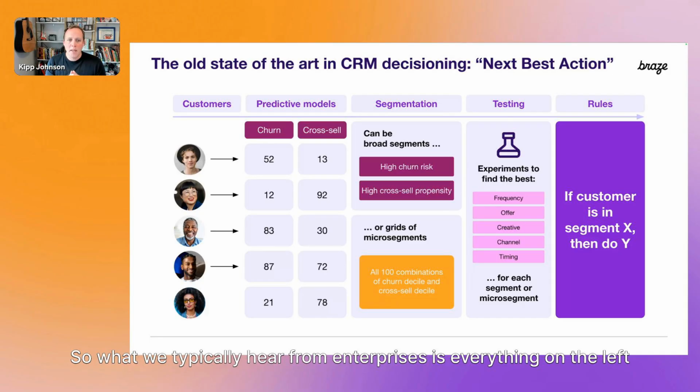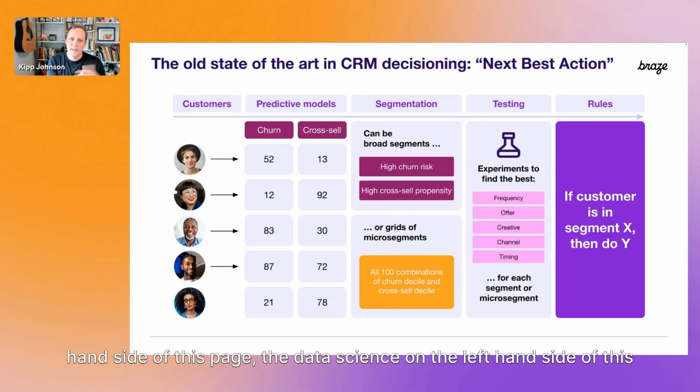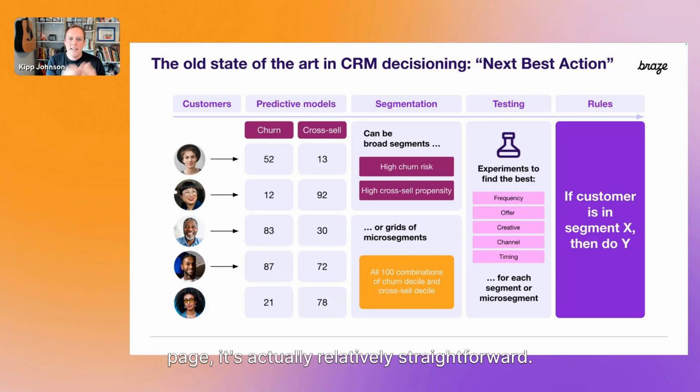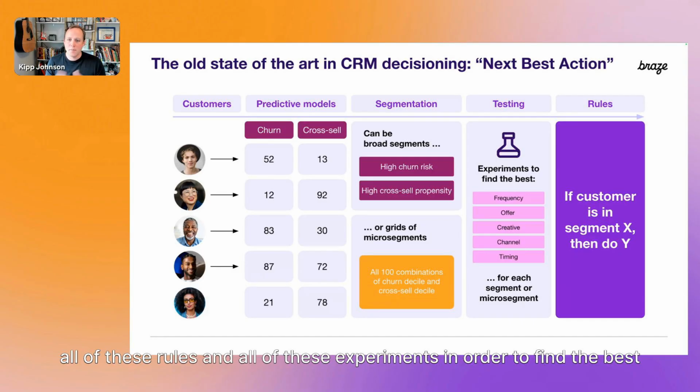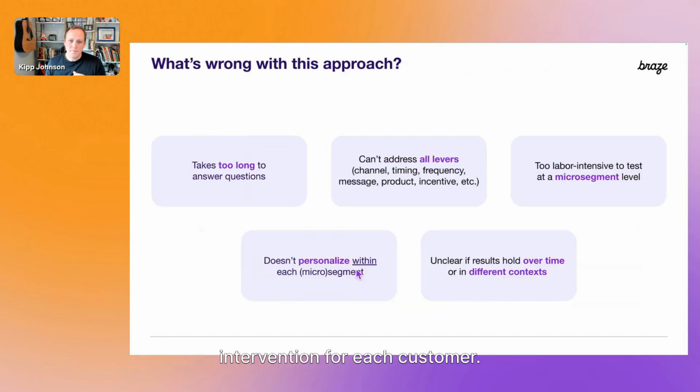So what we typically hear from enterprises is that everything on the left-hand side of this page, the data science, is actually relatively straightforward. That's actually the easy part of this. The part that most enterprises find most frustrating is typically what's on the right-hand side, and just the operational complexity of managing all of these rules and all of these experiments in order to find the best intervention for each customer. So we do have a couple of common problems that we hear.